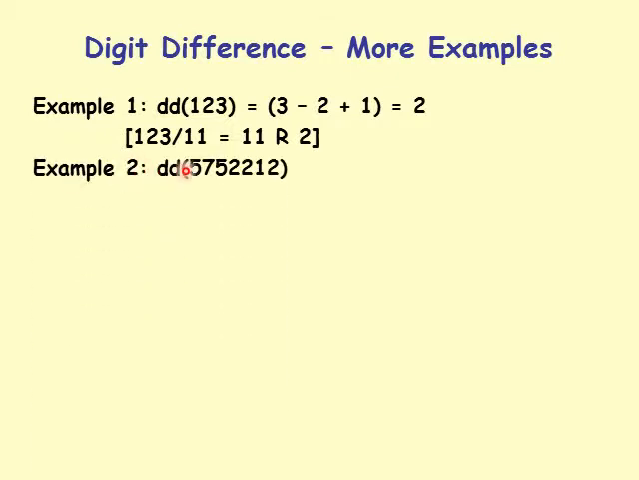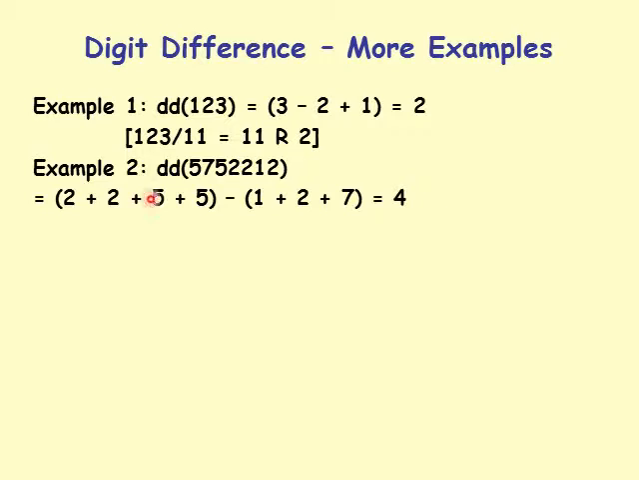So let's do another example. Digit difference of 5752212, which is equal to 2 plus 2 plus 5 plus 5, which is 14, minus this minus side here, 1 plus 2 plus 7. 1 plus 2 plus 7 is 10.